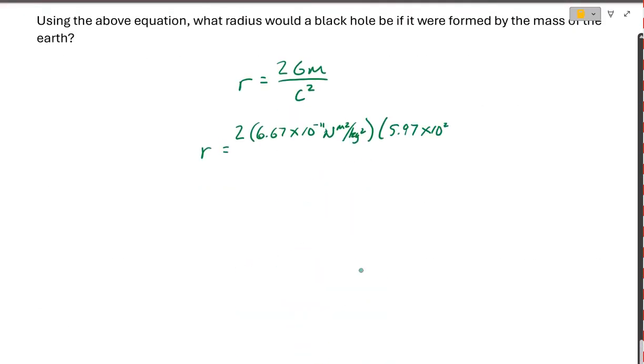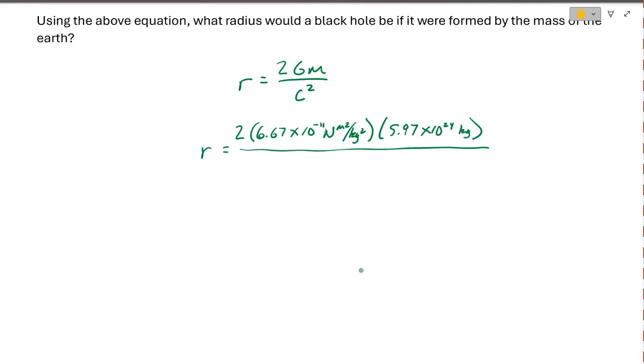7 times 10 to the 24th kilograms. The speed of light is 3 times 10 to the 8th meters per second. That's not that fast. Squared. What does C stand for? C is the speed of light.